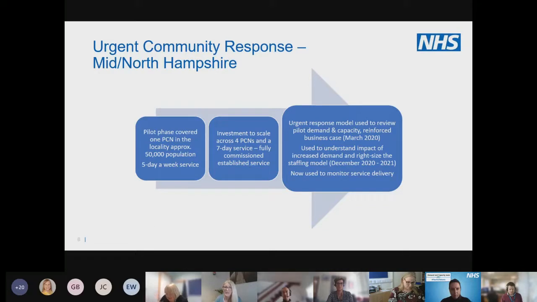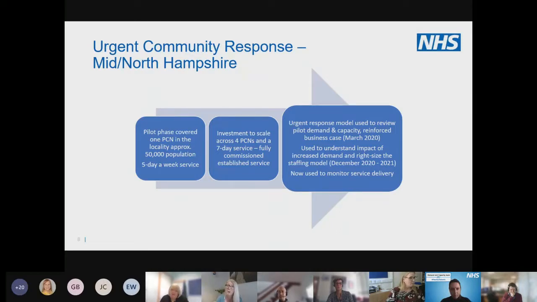They used the urgent response model, the model we're talking about today, to review their pilot data. They did a retrospective view of the demand they had and the workforce they had, to look at whether they'd made the right assumptions for the business case for scaling up. So they used it initially in 2020, and then to understand the impact of the increase in demand.